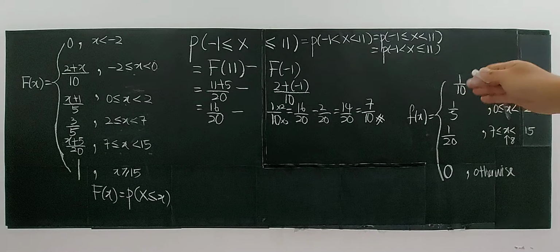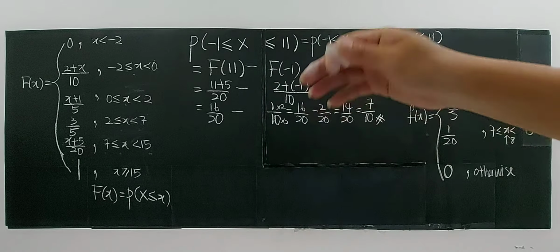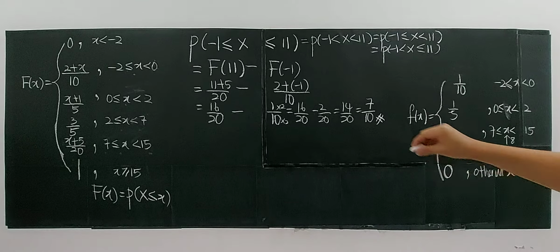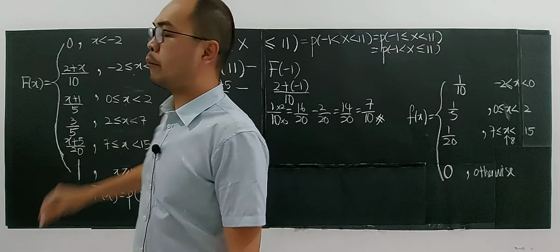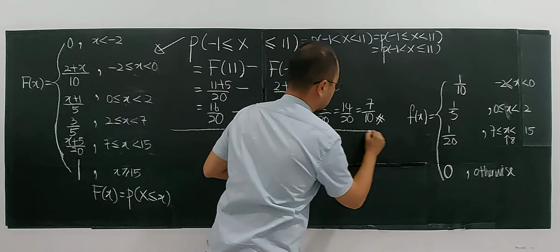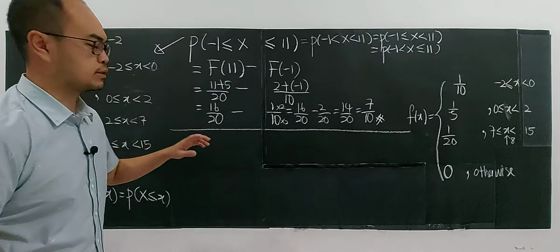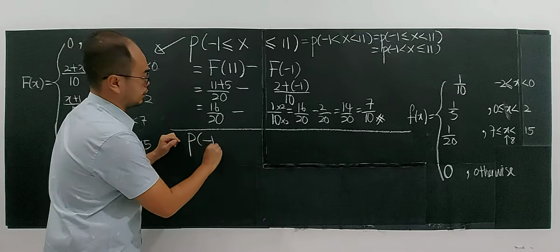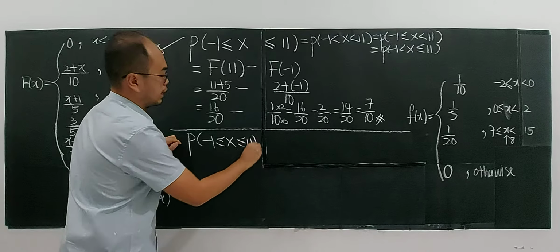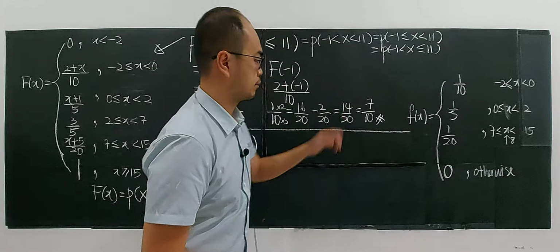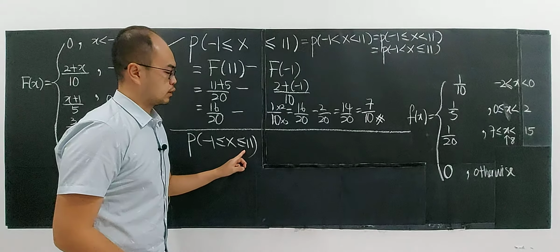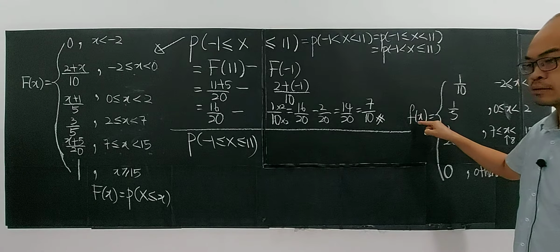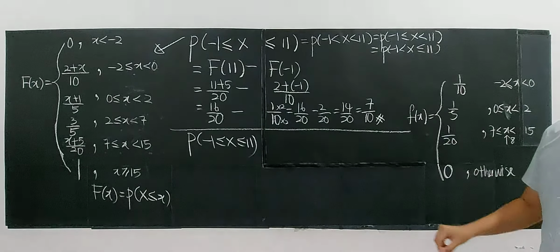But how if you're using this? You must learn, okay? So I'm going to show you how to do it using the small f(x) here, for comparison, so that you have a very clear picture about this topic. You cannot be confused. If you want to find the probability between -1 and 11, either way is the same. When you're using the small letter f(x), the probability density function, you have to use integration.